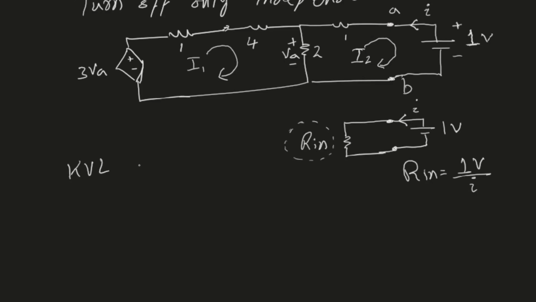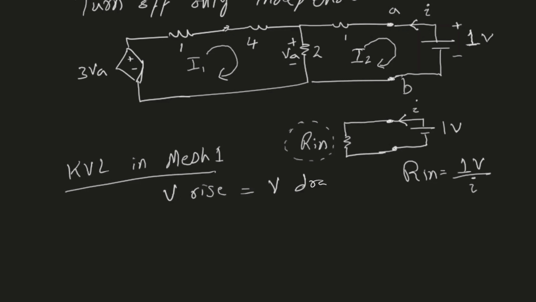So KVL in mesh 1. KVL says that the voltage rise should be equal to the voltage drop in a single mesh. I will go clockwise in mesh 1, and I will start from this point A. When I go clockwise, I see a voltage rise because I go from point A to point B, and this source is actually increasing the voltage. So the voltage at B is higher than A, therefore this is a voltage rise. So I see a voltage rise of 3VA.